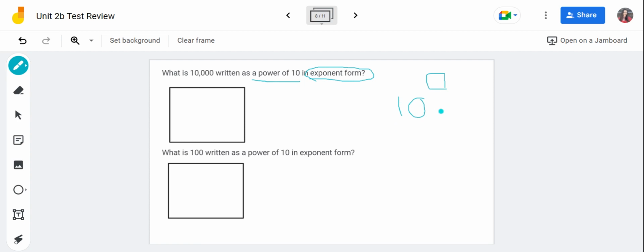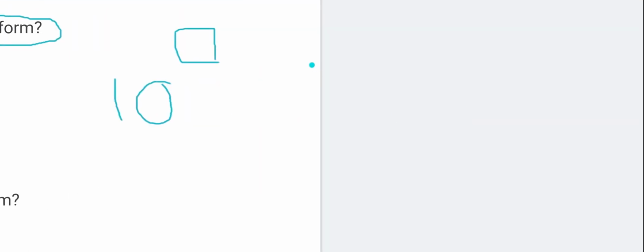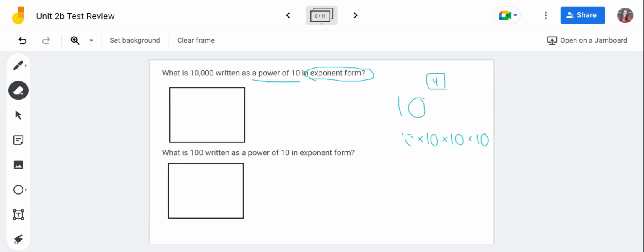So for example, if I had 10 to the fourth, that would mean I would use this number 10 4 times. So I would do 10 times 10 times 10 times 10. I would need to write it 4 times. So for this problem, it wants us to look at a number.